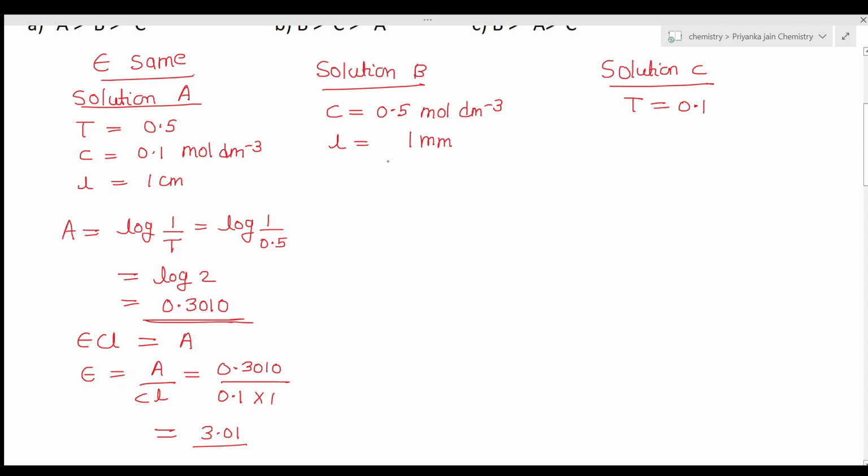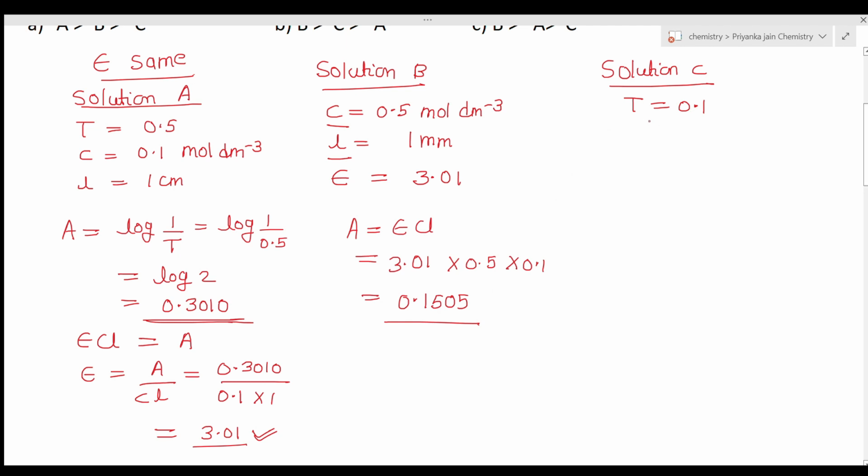Now for solution B, we have been given L and C. We don't know epsilon, but we have found the epsilon value here, which is 3.01. Now we can easily find the value of A, which will be equal to epsilon CL. So it will be 3.01 into 0.5 into 0.1, which will be equal to 0.1505. Okay, now see solution C. Here in solution C, we have been given only the transmittance. So A will be equal to the logarithm of 1 upon T.